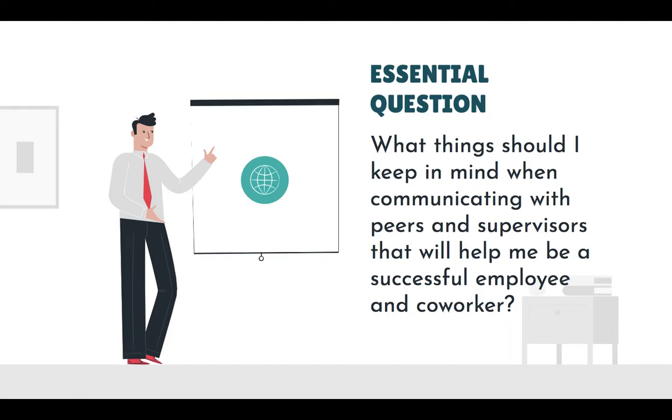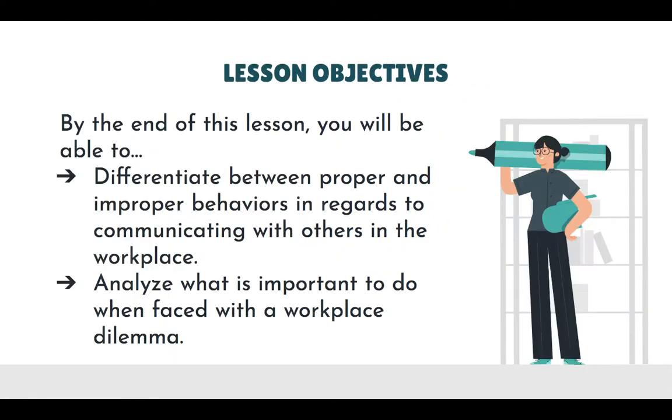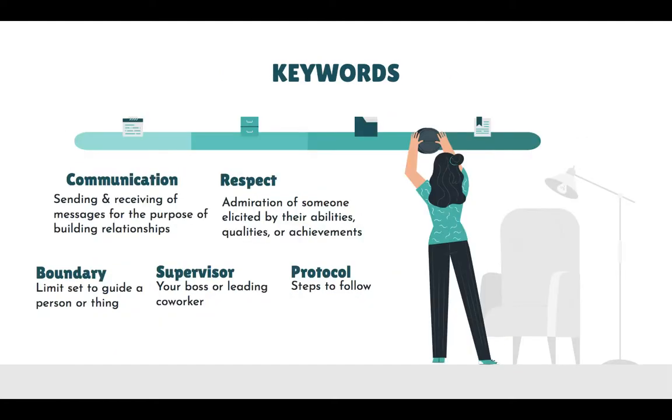So, yeah, we want to talk about the things that will be helpful when you are communicating with people at work. By the end of this lesson, the things that I want you to be able to do is tell the difference between proper and improper behavior when you're working with people, and analyze what is important to do when faced with a workplace dilemma. This means whether you're having an issue with a coworker or your boss, I want you to learn how to manage those things appropriately.